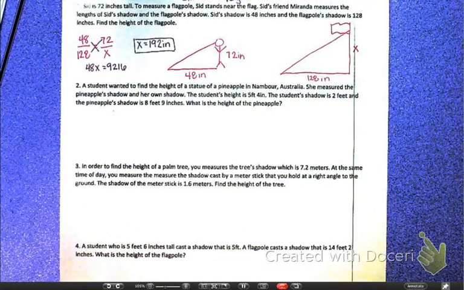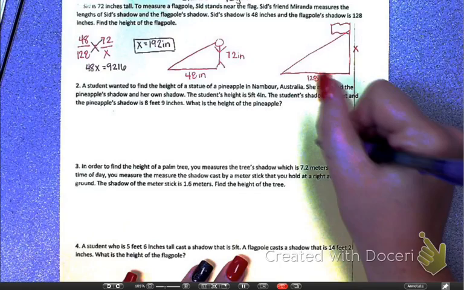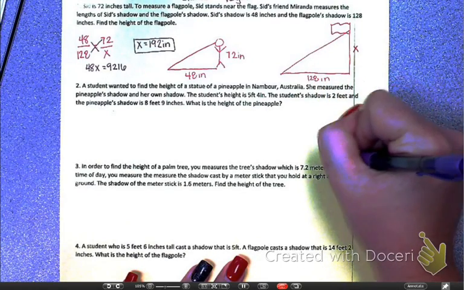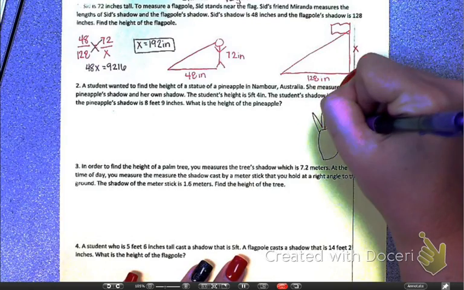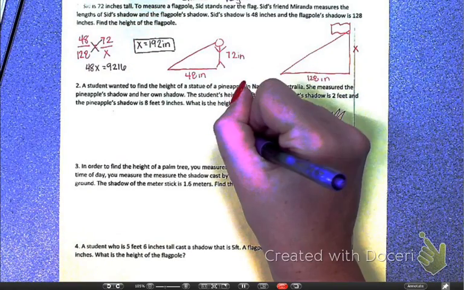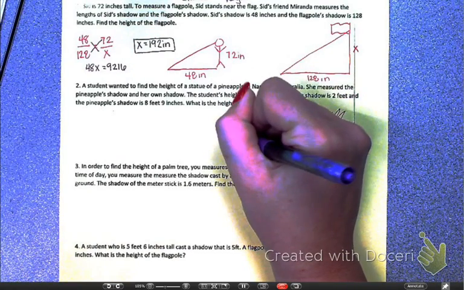So, a student wanted to find the height of a statue of a pineapple in Nambour, Australia. Yes, it's a very big statue. So I'm going to draw a pineapple because I know that's what I'm measuring. It's my pineapple. Okay. We also have the student, and in this instance, it's a girl because that's what it says. It says she, so I'll make it a girl.